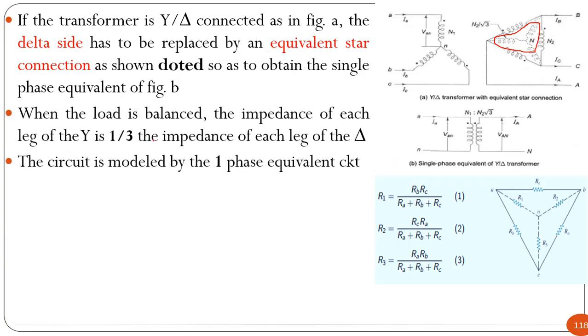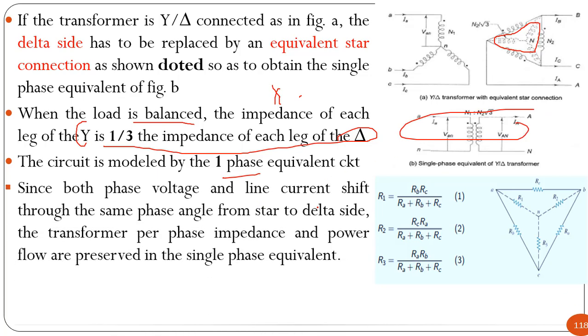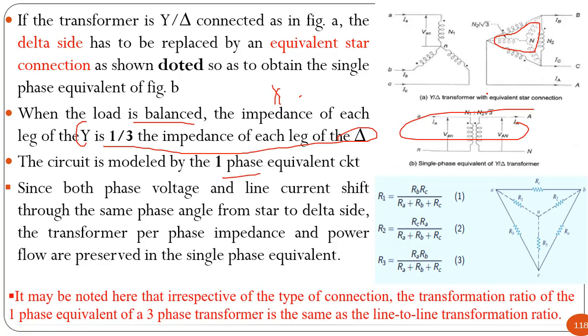So when the load is balanced, the impedance of each leg of the star is 1/3 of the impedance of delta. Y impedance ZY is equal to 1/3 of Z delta. The circuit, which is the single phase equivalent, is this one. Since both phase voltage and the line current shift through the same phase angle from star to delta side, the transformer per phase impedance and power flow are preserved in the single phase equivalent.